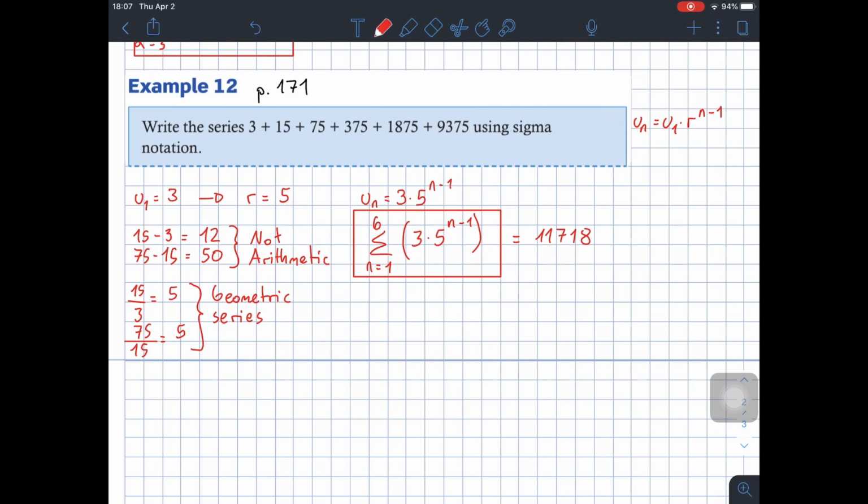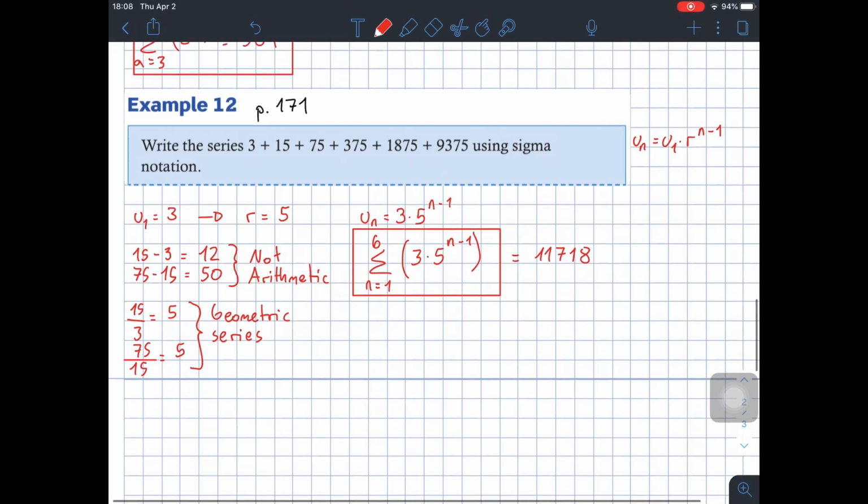Okay? So I hope there are no doubts about this. This is a kind of easy topic. I'm showing you this because I've seen some IB exercises which ask you to find the sum of the terms using sigma notation and not by applying the formula. So that's why I wanted to show you this, just to make it clear and for you to understand what the sigma notation symbol is about.